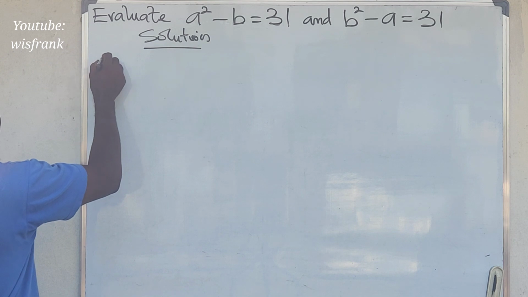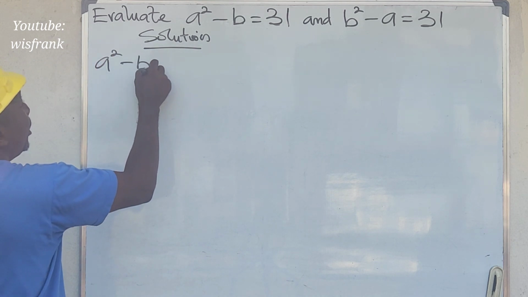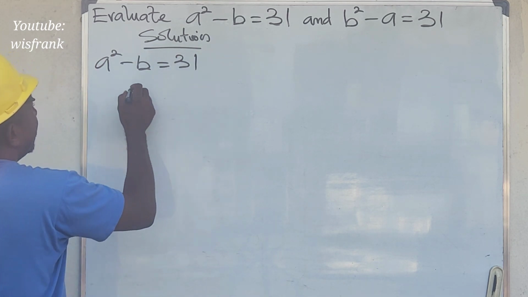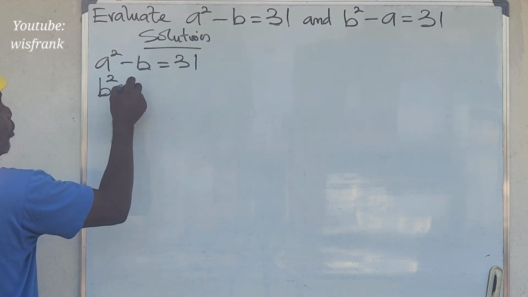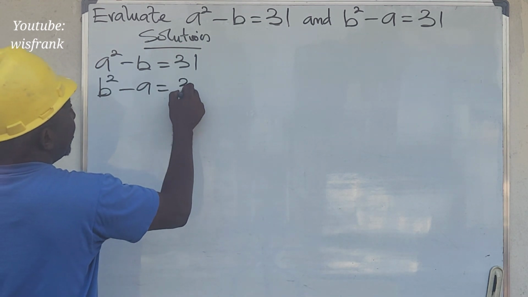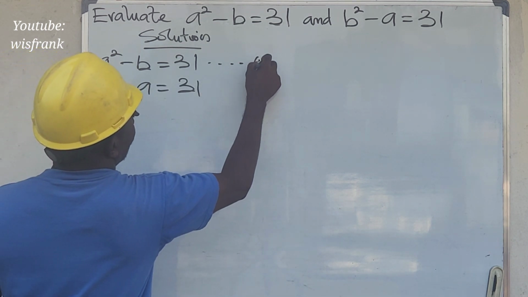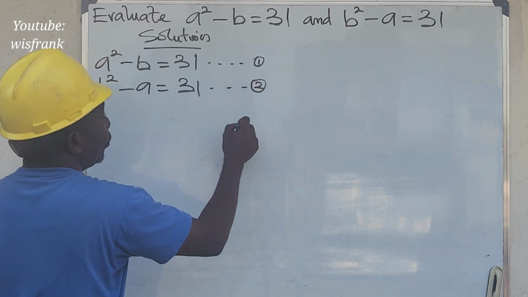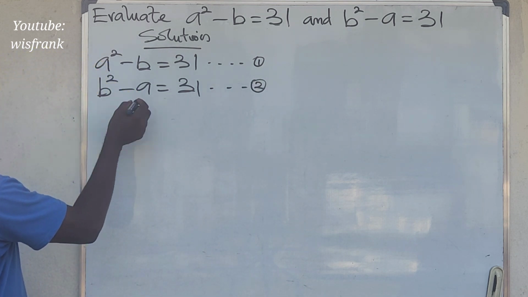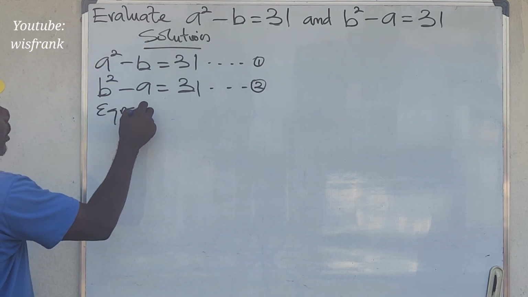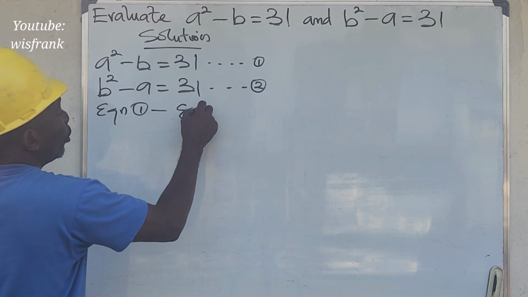In this case, we are given a to the power of 2 minus b equals 31 and also b to the power of 2 minus a equals 31. Let's call this equation 1 and this equation 2. From here, let's subtract equation 2 from equation 1.